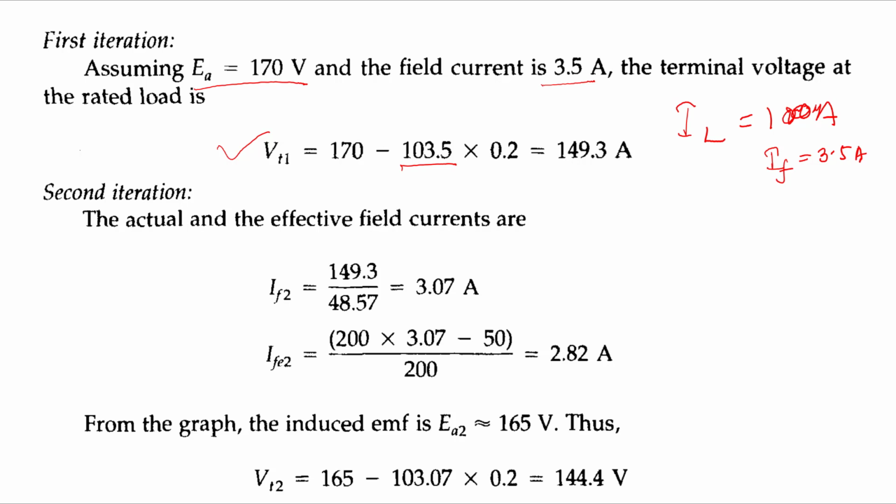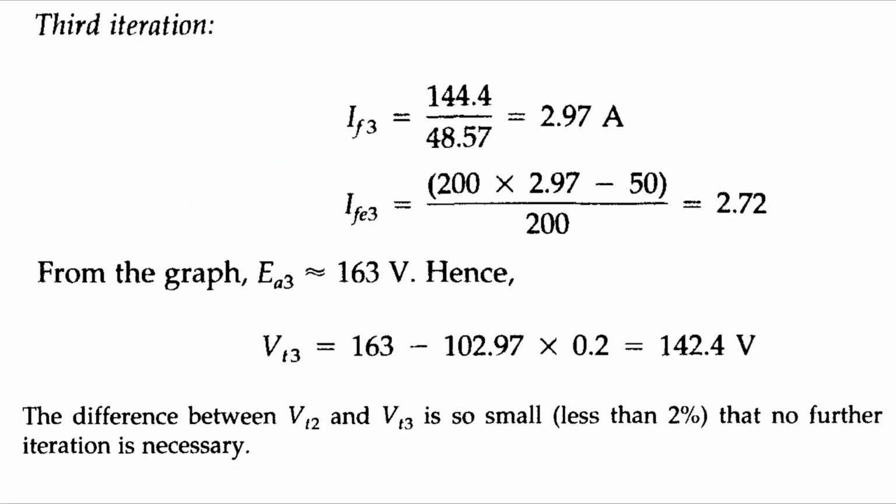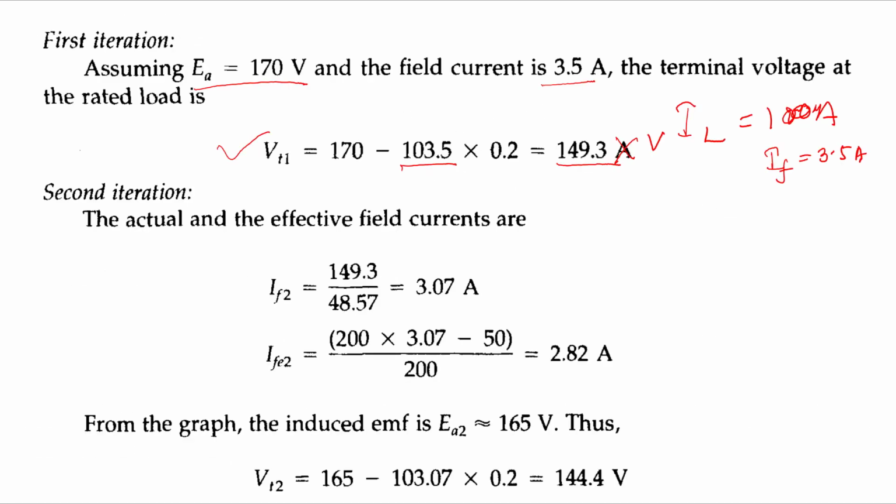So your terminal voltage in the first iteration will be 170 minus 103.5 into 0.2. That will give me 149.3 ampere. Sorry, it will be volt, right? It is volt. Okay. Now in the second iteration, corresponding to this voltage, I need to find IF2.